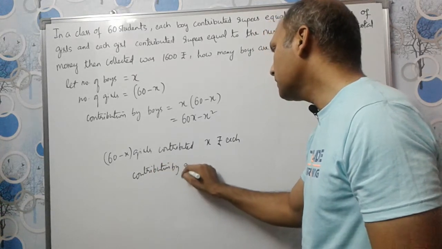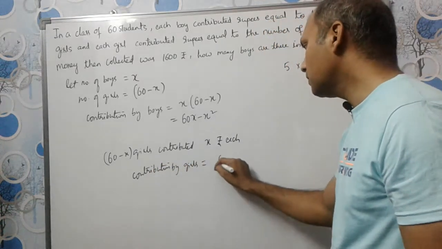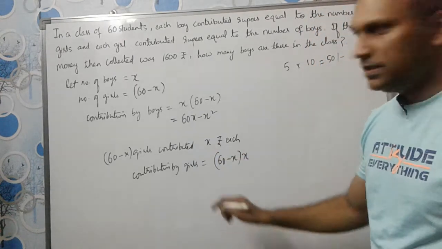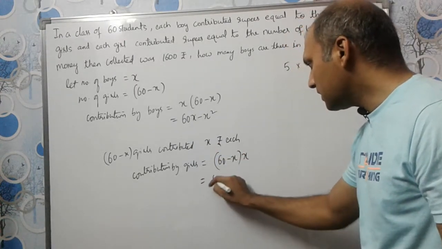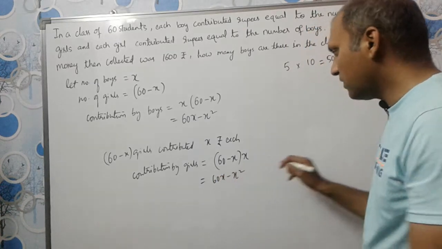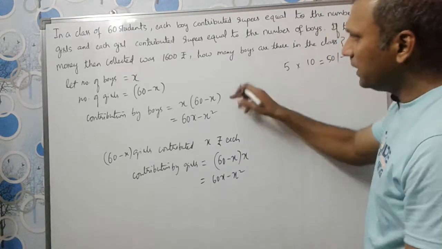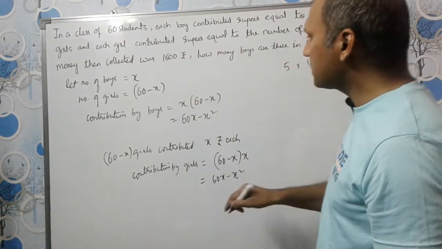Contribution by girls will be equal to the number of girls and how much they each contributed. So this is 60x minus x square. If you multiply 60 into x, 60x, x into x square with minus sign. It is given that the total contribution was 1600.